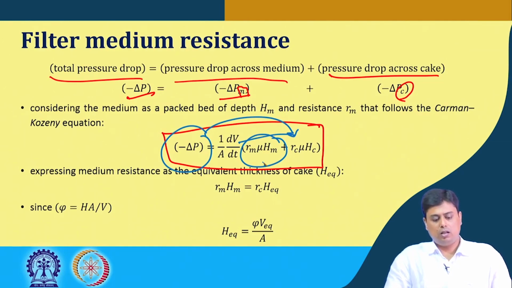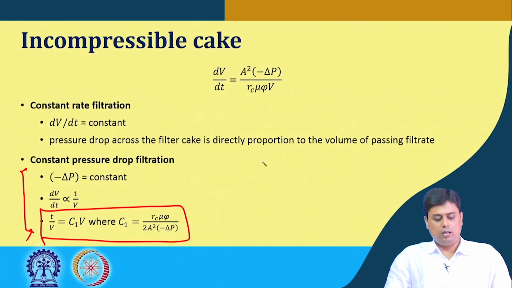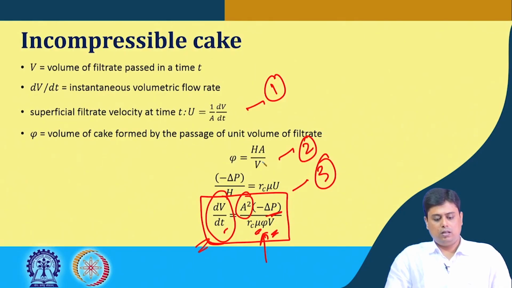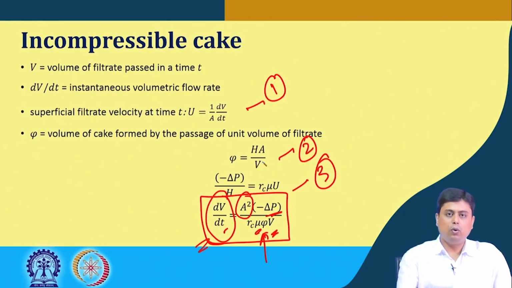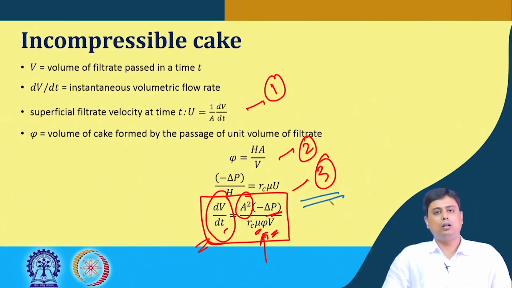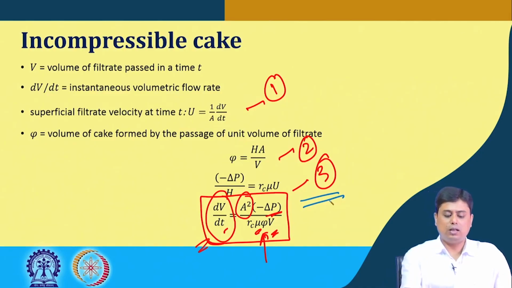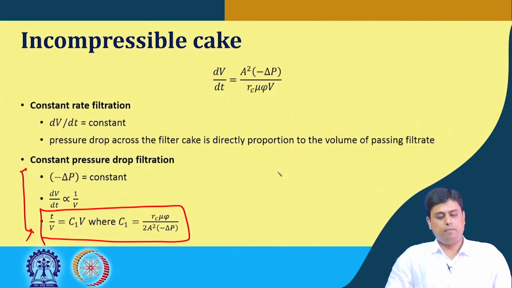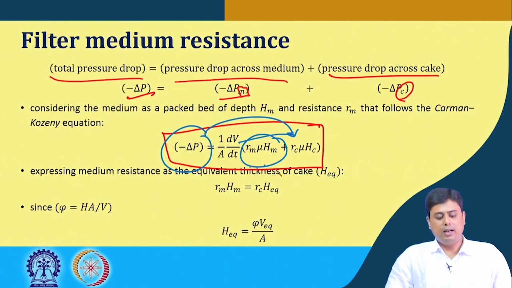This is the total pressure drop, because if you look at the previous slide, expression 3 that we got was for the cake. Now these were the terms Rc mu u for del P by H. Okay. So similarly here we have Rc mu Hc.